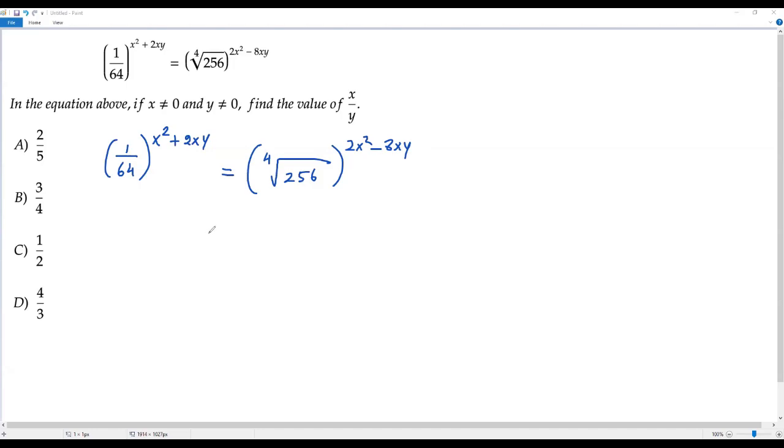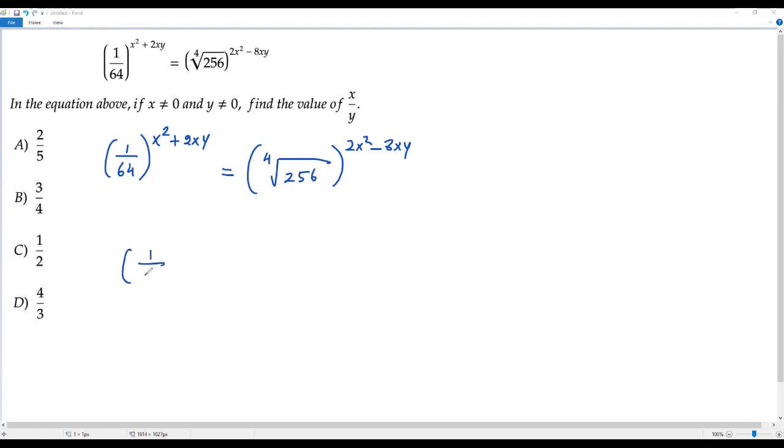Okay, now to solve for x and y, what I have to do is get the same base on both sides of the equation. So once I get the same base on both sides, using one-to-one property, I can equate the exponents. When I equate the exponents, I'll have a chance to find the value of x or y. Here clearly 64 is a power of 4 and 256 is also a power of 4. So now I'm going to write this 64 as a power of 4.